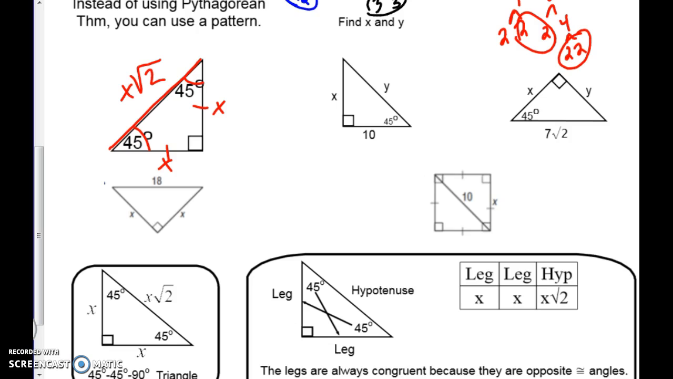Okay? Second thing I need you to understand. Okay, everybody look at this middle problem here.